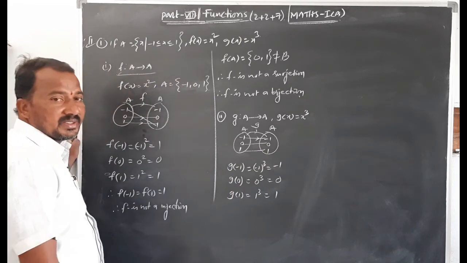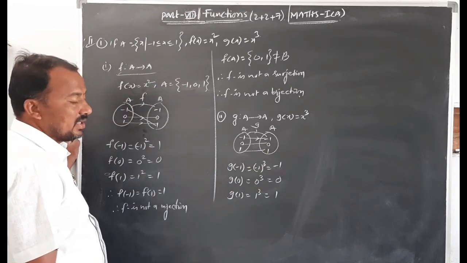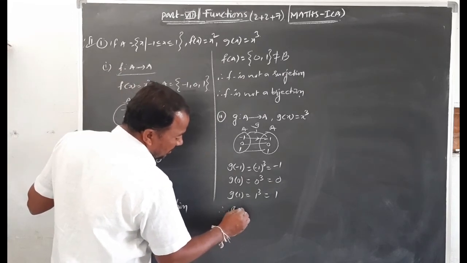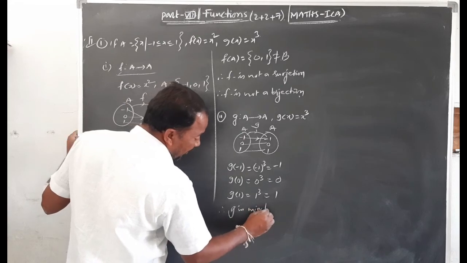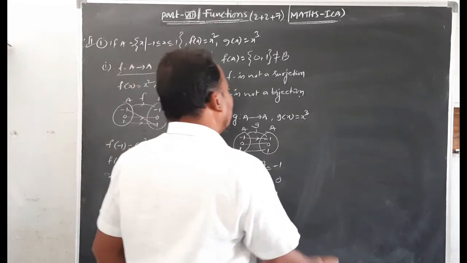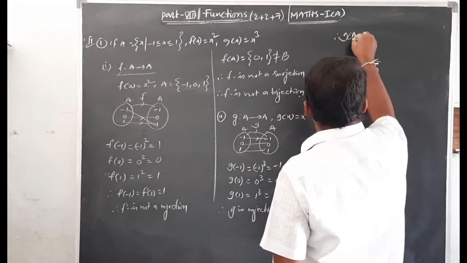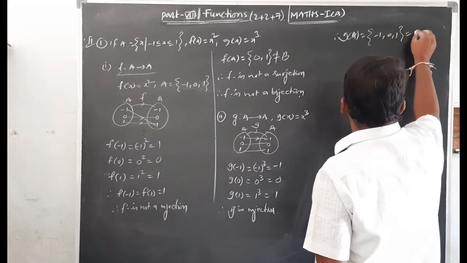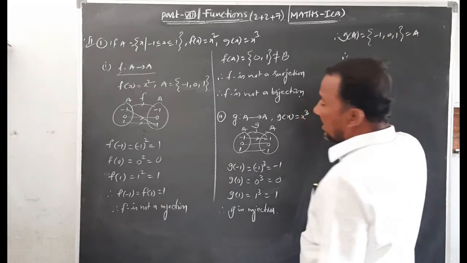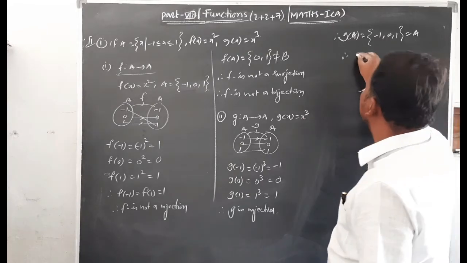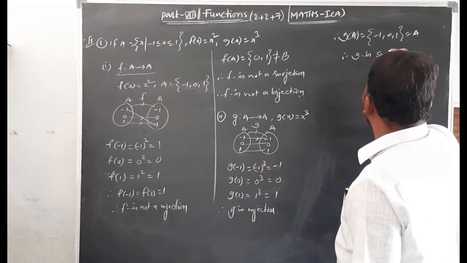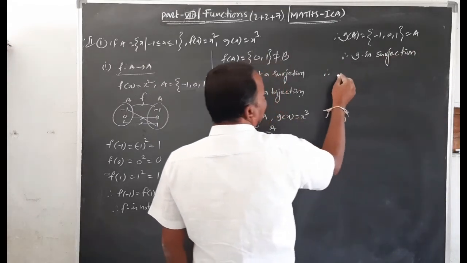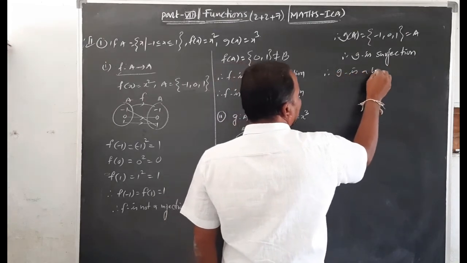So different elements have different images. Then it is called an injection. G is an injection. And the range of g of A equals the set minus 1, 0, 1, which equals A. Therefore, range equals codomain, so g is a surjection. Injection and surjection both, so g is a bijection.